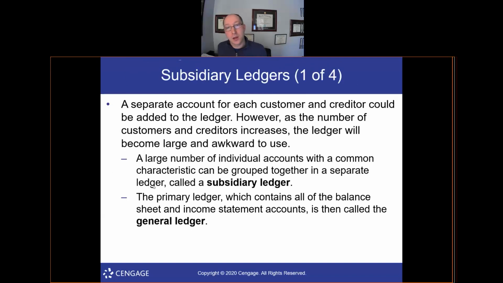Okay. Subsidiary ledgers. We talked a little bit about the ledgers, general ledgers, subsidiary ledgers. We talked a little bit about this in the first 2 chapters. But to recap, for each customer and creditor, we add them to the ledger. The ledger becomes large and awkward to use when there are a lot of different creditors and customers. So because of this, we create what we call subsidiary ledgers. These are a large number of individual accounts with common characteristics.